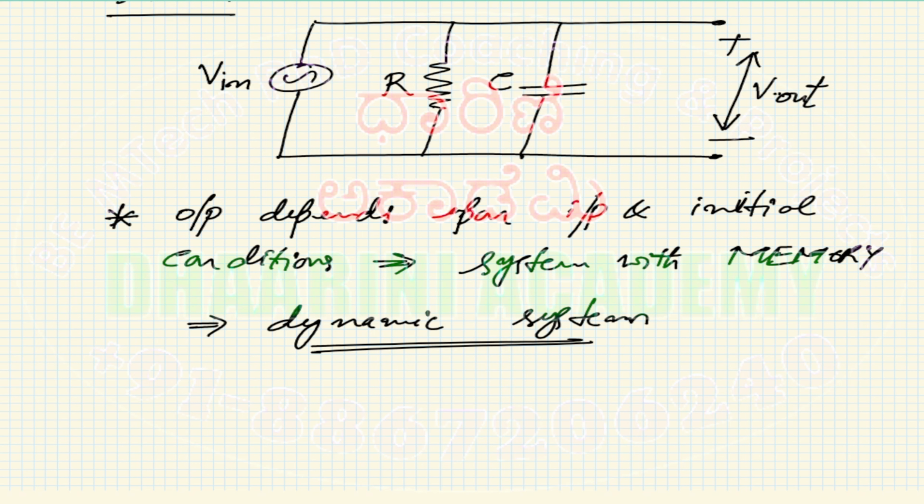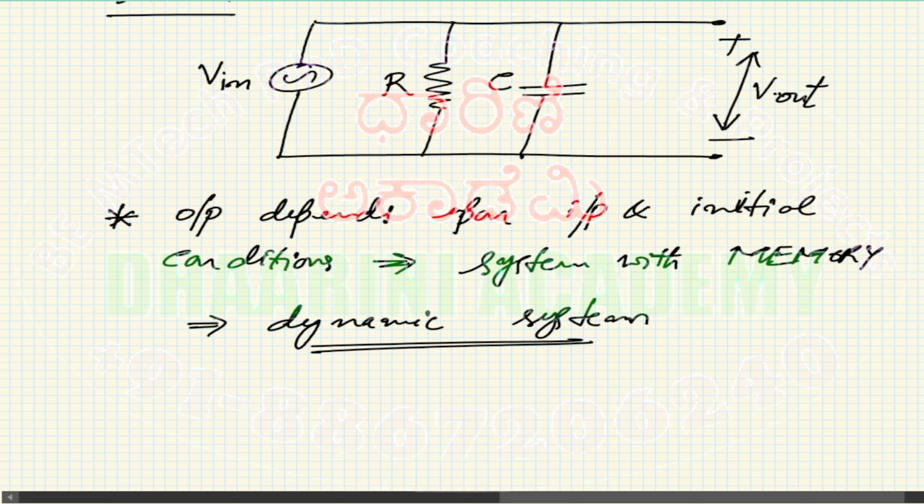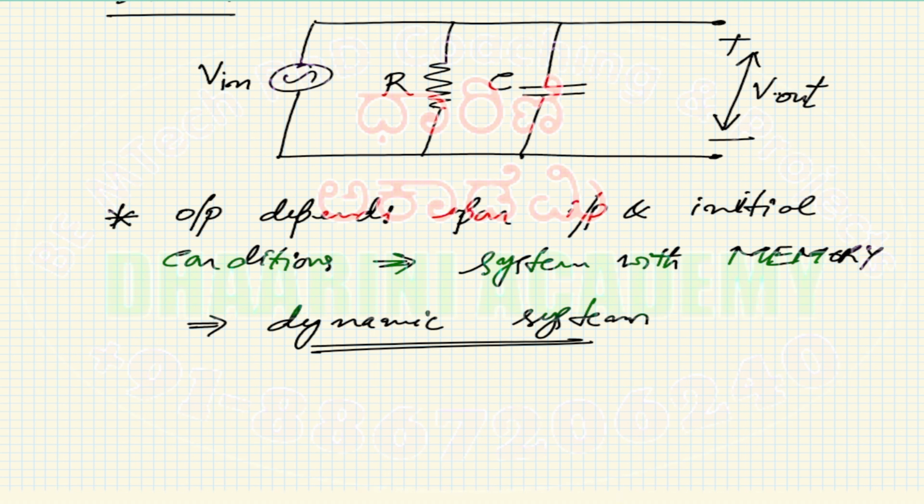Basically, a dynamic equation is something where you relate different parameters and a differentiation or integration comes into the picture. The current in a capacitor is C dV by dt, correct? So current requires the rate of change of voltage. At the same time, if you want to calculate the voltage, it's 1 by C times the integral of i dt. The integral of i dt is all the currents that passed through that capacitor from minus infinity till that time. Because of that, it's a dynamic system.